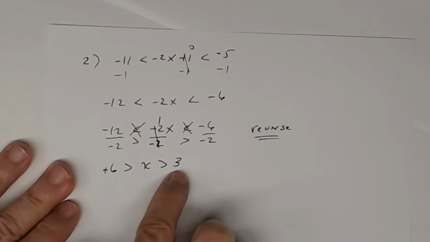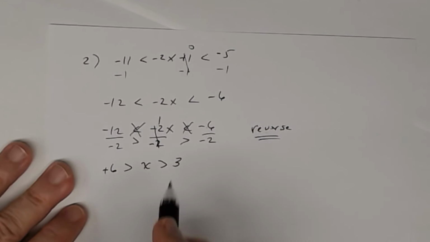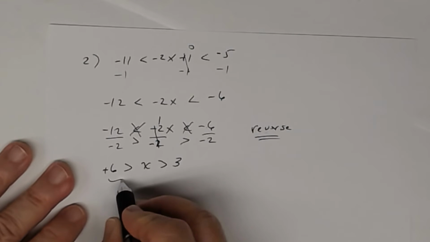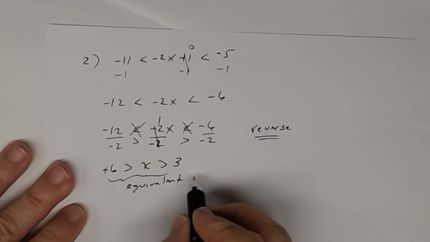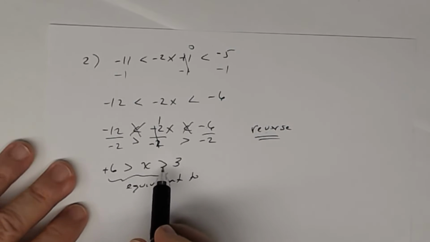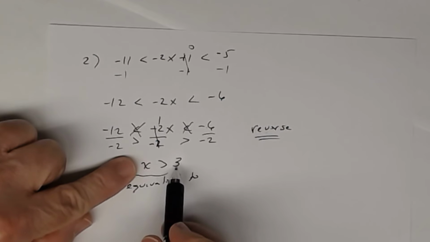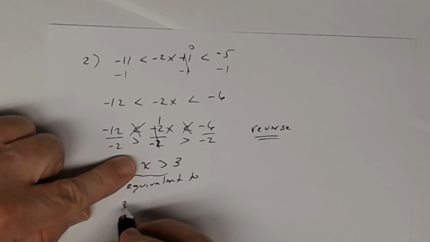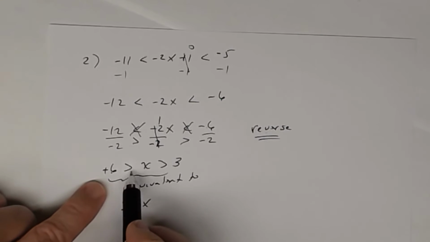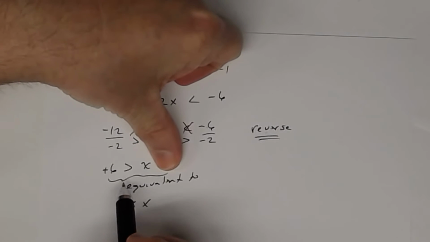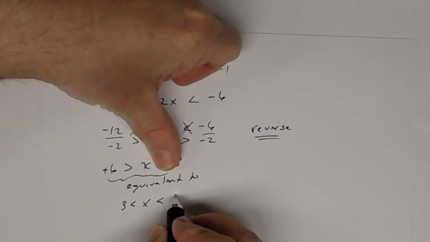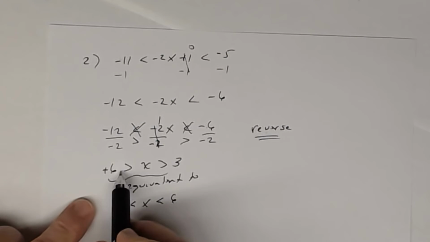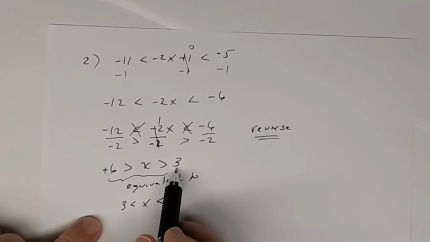Okay, now what I was saying though is remember we tend to rewrite this from smallest to largest. So let's go ahead and rewrite this in a different form. This right here is equivalent to this. So remember, x is greater than 3 means the same thing as saying 3 is less than x. Okay? Positive 6 is greater than x means the same thing as x is less than 6. So basically, you're just rewriting this backwards.